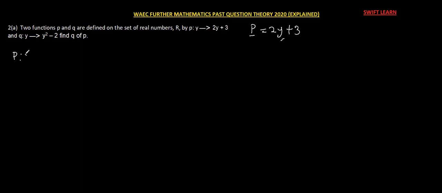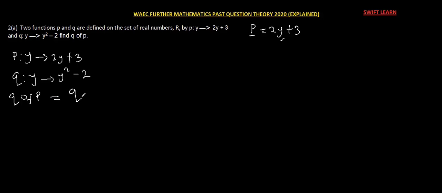We have p of y tends to 2y plus 3, which also means equals 2y plus 3, and q of y tends to y squared minus 2. So you have q of p. What does that mean? It means q bracket p bracket of y. The simple thing is just to put your p equation inside your q. Now q is y squared minus 2, right? So anywhere I see y, I'm going to put p of y. And what is p of y? 2y plus 3 all squared, then minus 2 here.